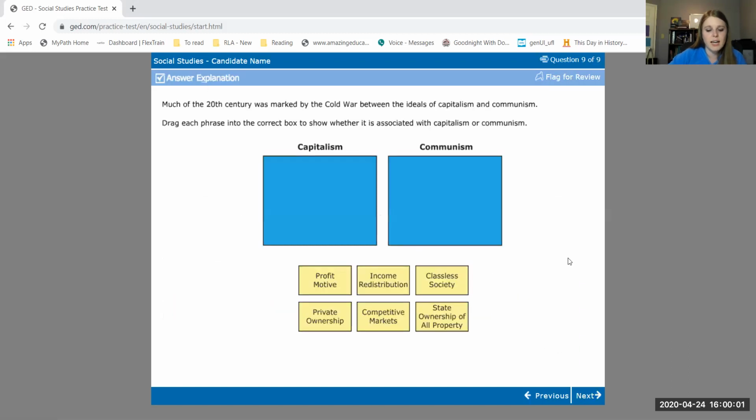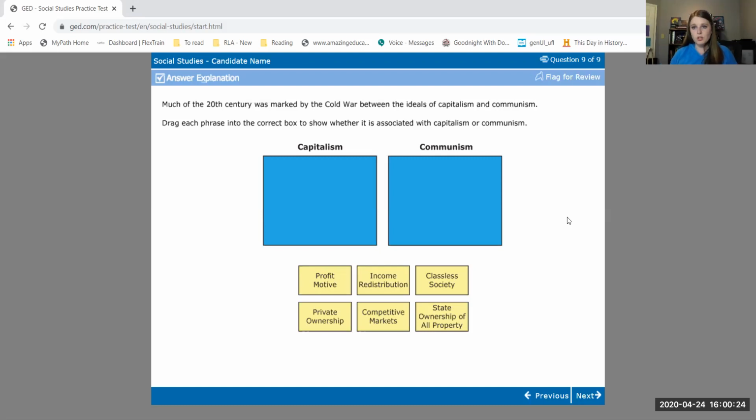All right, question 9. I see two big things jump out to me as soon as I click this page. Capitalism and communism. Much of the 20th century was marked by the Cold War between the ideals of capitalism and communism. Drag each phrase into the correct box to show whether it is associated with capitalism or communism.